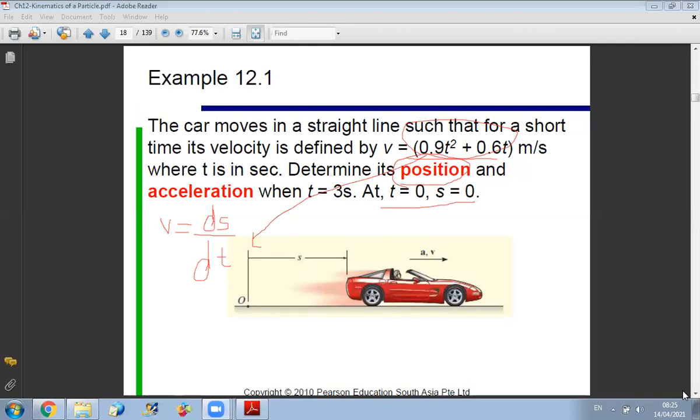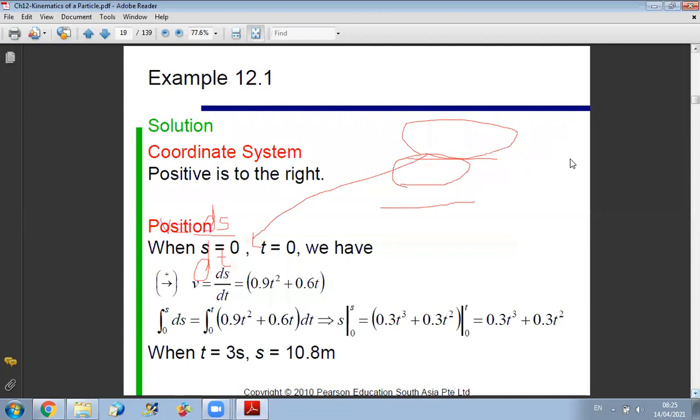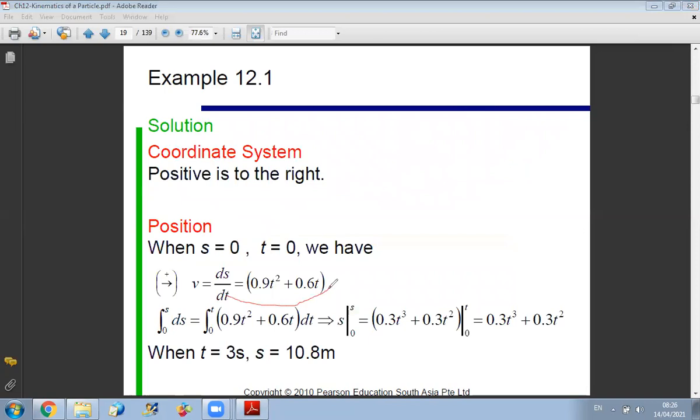So let us see together the details. First, as a first step, I write v equals ds over dt equals my function. I do separation of variables. I take dt to this side. Then I integrate. For the first side, I integrate from my boundary condition. I know that for s equals 0, t equals 0. So I integrate s from 0 to s, and I will integrate t from 0 to t.